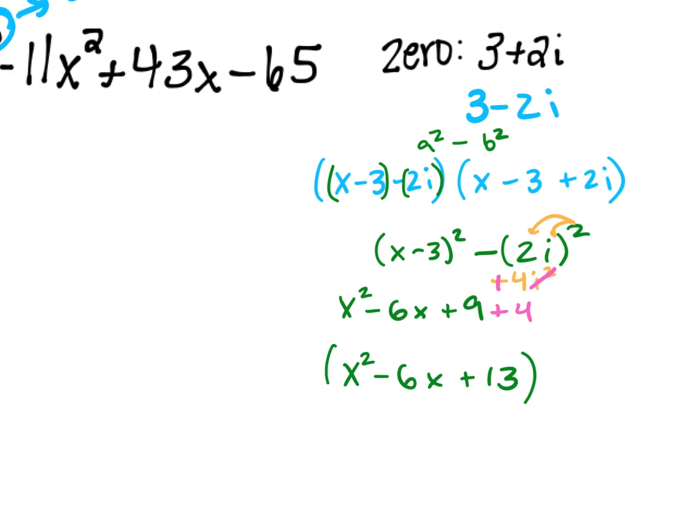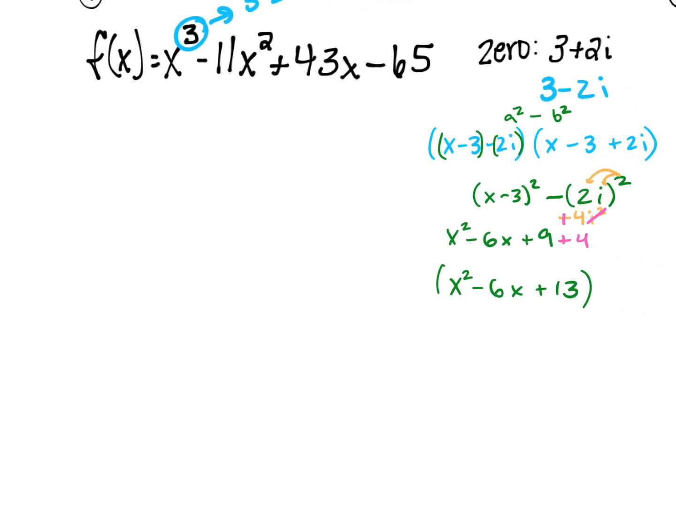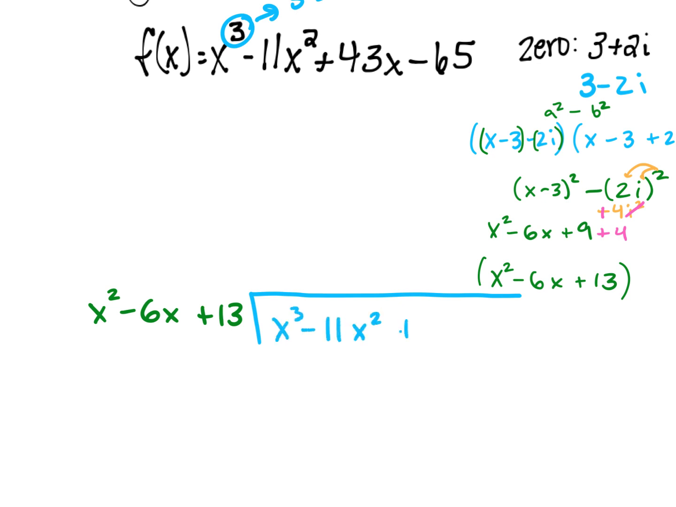How do you think I could find the other factor? Let's say I had something like 6, and one of my factors was 2. How would I find the other factor of 6? You divide. You would divide 6 by 2, so we're going to divide. So outside I have x squared minus 6x plus 13. And sorry, it has to be long division. You can't use synthetic division since it is a trinomial that we're dividing. Then we have x cubed minus 11x squared plus 43x minus 65.